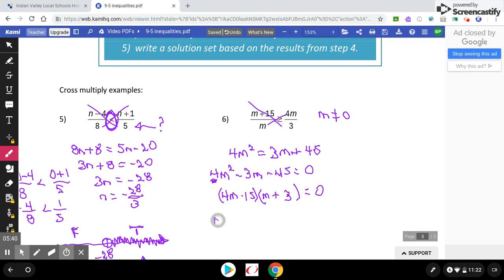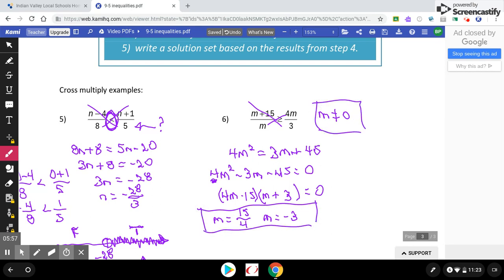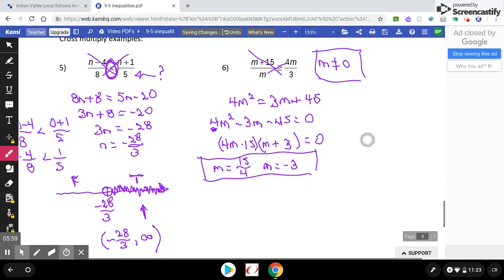So what do we got for an answer? We got 15 over 4. You can go decimal if you want. And we got negative 3. So this is going to make an interesting number line because we have 2 answers and we have a restriction. So this is going to be the first number line that we've done that has 3 things on it. All right, well, not impossible. 3 things it is. 1, 2, 3.